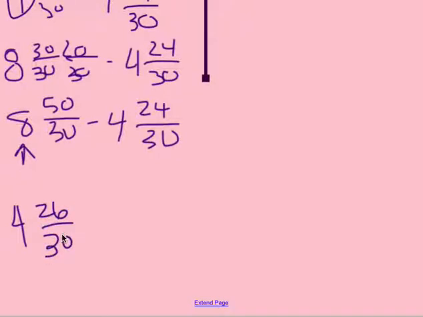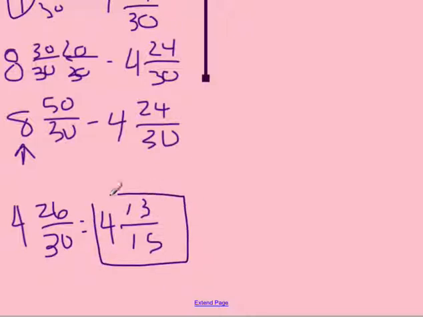Now 26 and 30 are both divisible by 2. 26 divided by 2 is 13. 30 divided by 2 is 15. So this is your final answer for number 13.